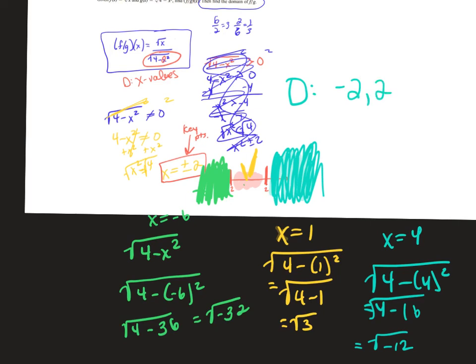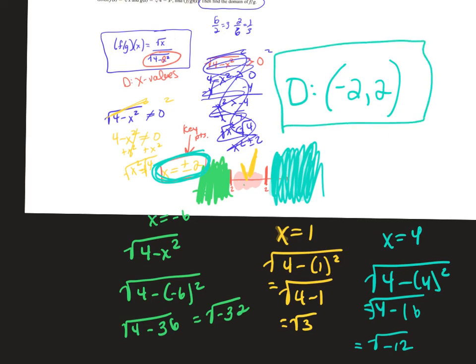And what would your notation be on either side? Parentheses. Why? Very good. How come? Because you don't include the 2's. We can't include the 2's, because what happens when I use negative 2 and positive 2? My denominator becomes what? It becomes 0. And then it's no bueno.